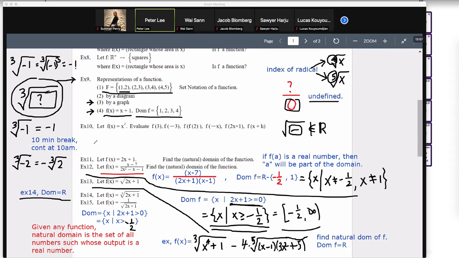Now let's look at this. How about if I do this? Example 16.